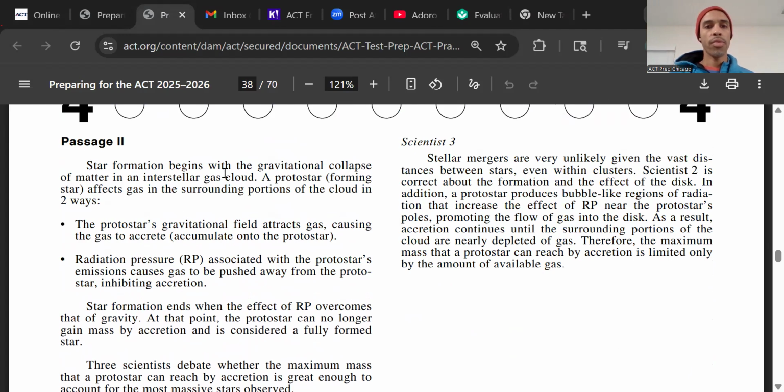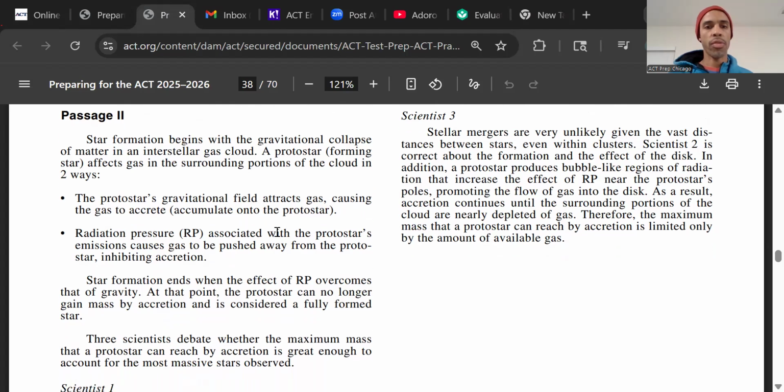So star formation begins with the gravitational collapse of matter in an interstellar gas cloud. A protostar, a forming star, affects gas in the surrounding portions of the cloud in two ways. The protostar's gravitational field attracts gas, causing the gas to accrete, accumulate onto the protostar. Radiation pressure associated with the protostar's emission causes gas to be pushed away from the protostar, inhibiting accretion. Now, so these are opposing things. So the gravitational field attracts the gas, radiation pressure causes gas to be pushed away from the protostar. So they're opposing.